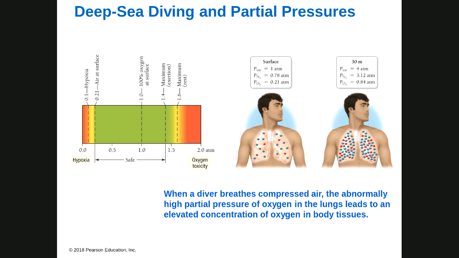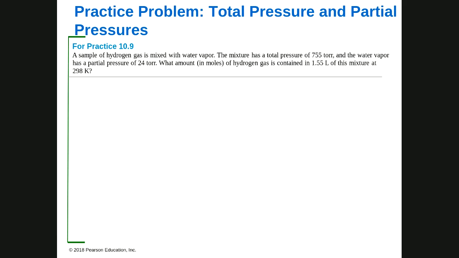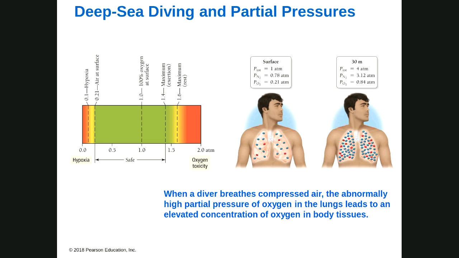And then I gave you a practice, of course. So I'm just kind of showing you here. Remember that as you go down, every 10 meters you're in an atmosphere. So if you have 1 atmosphere pressure on your lungs at the surface, by the time you get to 30 meters, you have 4 atmospheres.